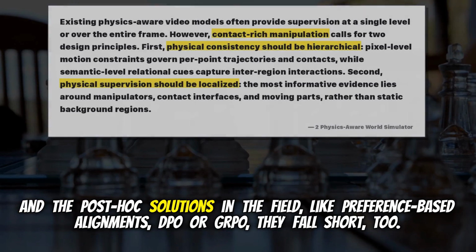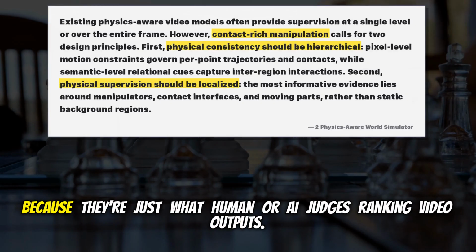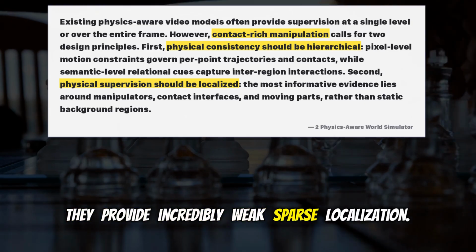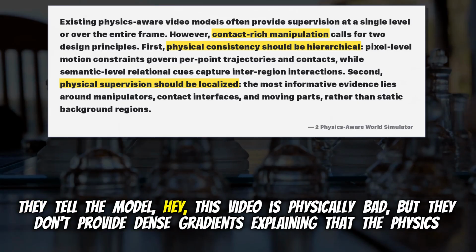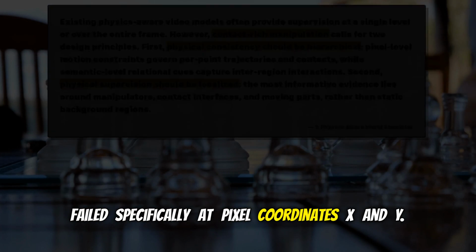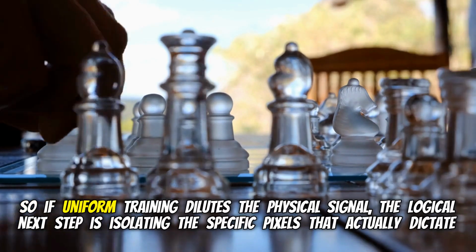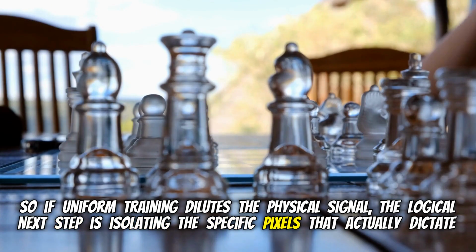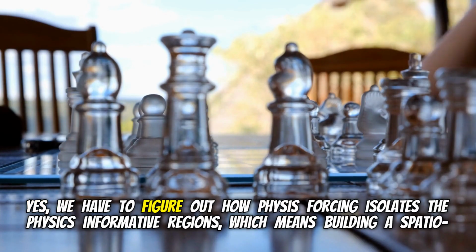Exactly. And the post hoc solutions in the field, like preference-based alignments, DPO or GRPO, fall short too. Because they're just human or AI judges ranking video outputs? Right. They provide incredibly weak, sparse localization. They tell the model, hey, this video is physically bad, but they don't provide dense gradients explaining that the physics failed specifically at pixel coordinates X and Y. Makes sense. So if uniform training dilutes the physical signal, the logical next step is isolating the specific pixels that actually dictate the physics. Yes, we have to figure out how PhysisForcing isolates the physics-informative regions.